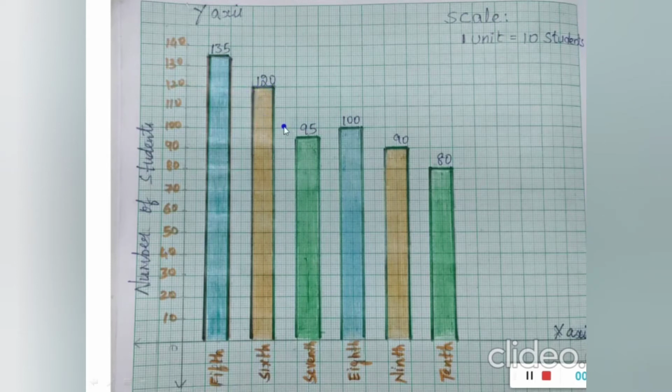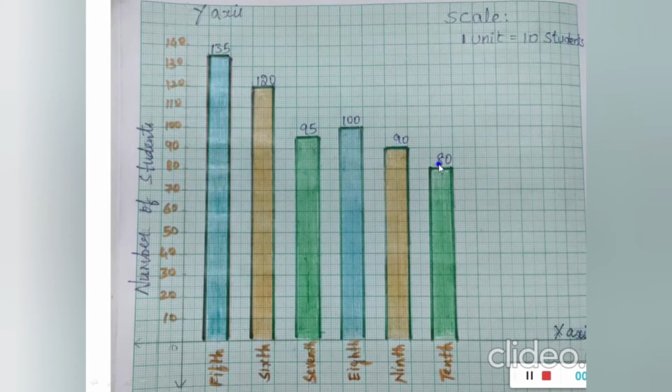The next third one you are having 95. 95 is between 90 and 100, where one bold line will be, that will be 95. Next comes 100, which is clearly shown there, that is for the 8th standard. Then for the 9th standard 90, that is also on the bold line. Then the 10th is for 80.